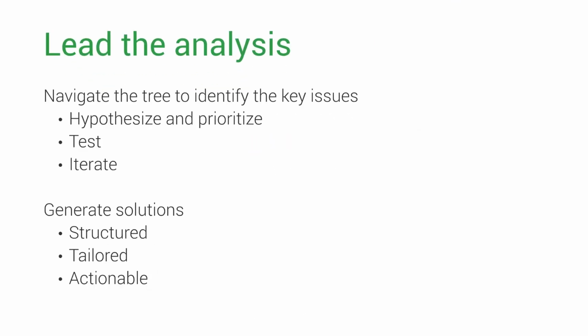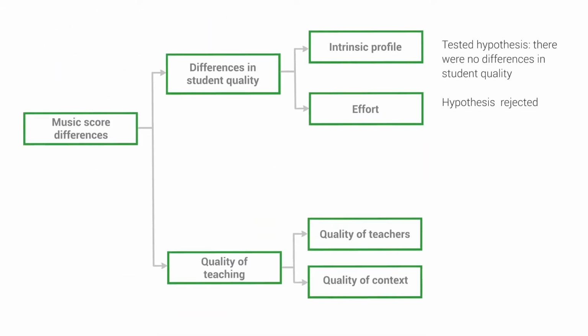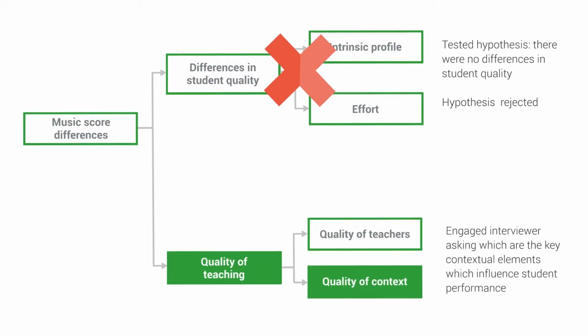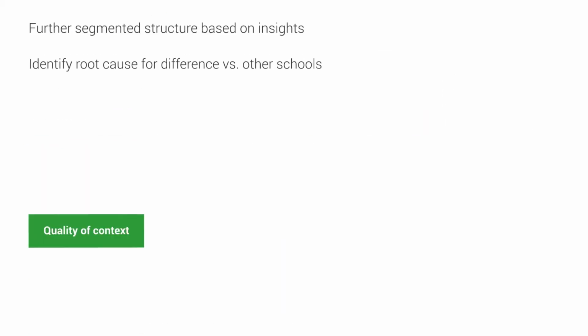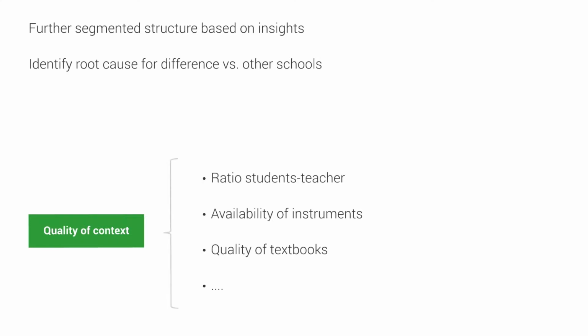With our approach, you test the different hypotheses with your interviewer and realize that there is no difference in the quality of students. You realize that the teaching quality is an issue. But the teachers are at par, so you zero in on the context of the teaching. At this point, it would be good to engage the interviewer and probe as to the key contextual elements which influence student performance. As you receive more information, you could segment this into the teacher-to-student ratio, the availability of instruments, the quality of textbooks, and so on.